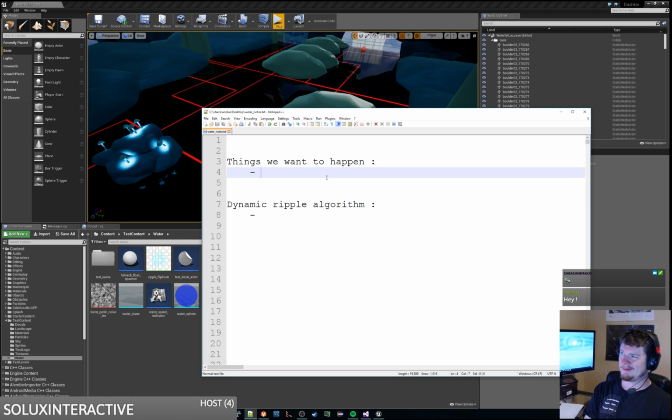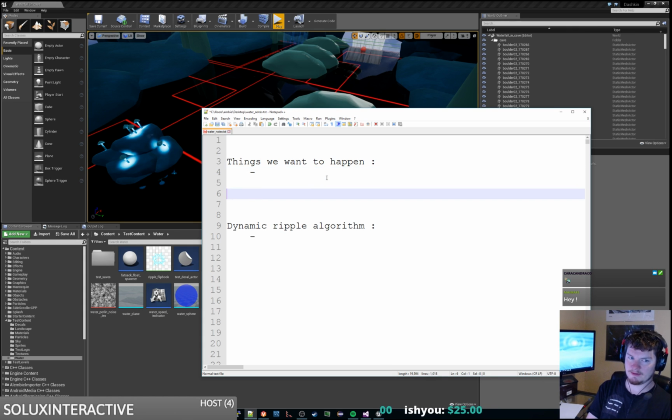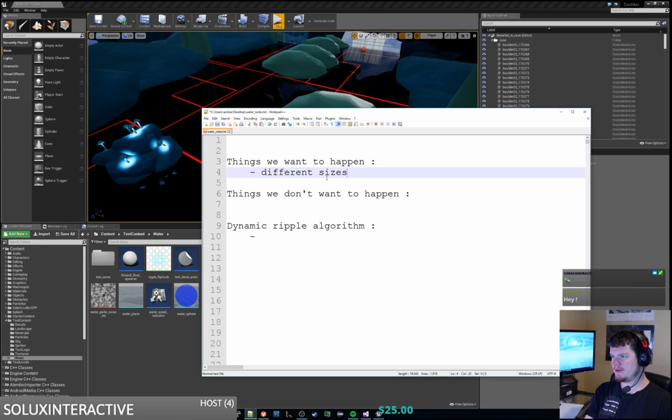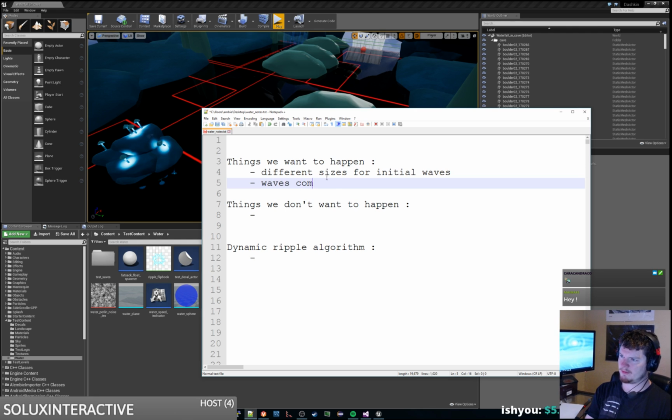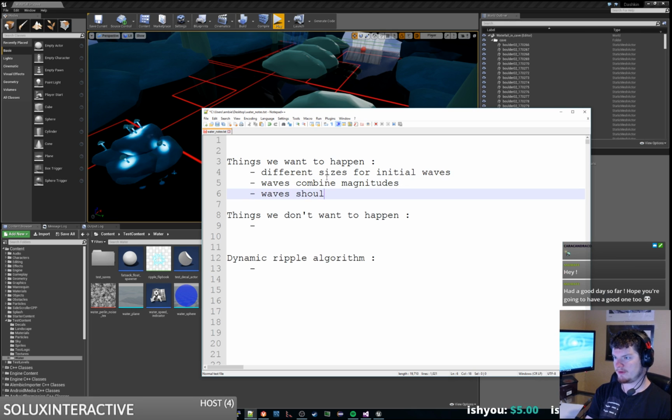So things we want to have happen. For dynamic ripples, what do we actually want? We're going to want to be able to drop something in the water and create these ripples. And I guess these have to have various sizes, like if we drop a giant rock in there versus something that's not a giant rock. I guess we could also say what we don't want to happen. So we want different sizes for initial waves. We'd like to have waves combine magnitudes. I'll just call them waves, who cares?